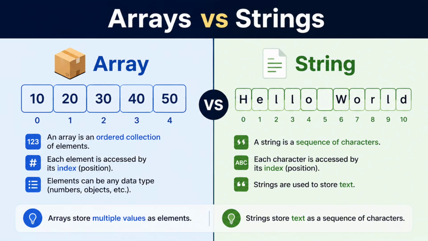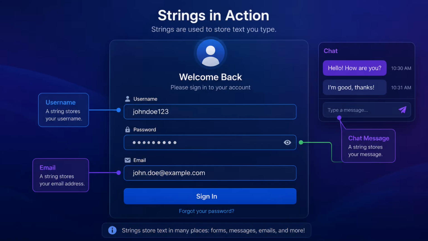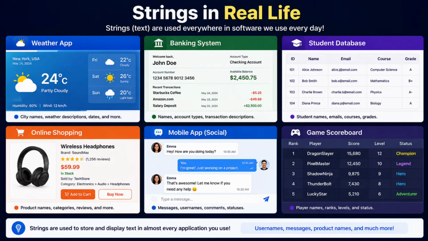Now, let's discuss some real-world applications. Arrays are used in student management systems to store marks, in weather applications to record daily temperatures, in games to manage player scores, and in scientific software to process large collections of numerical data. Strings are everywhere. They are used for usernames, passwords, chat messages, search boxes, email addresses, product names, and almost every piece of text you see in software applications.